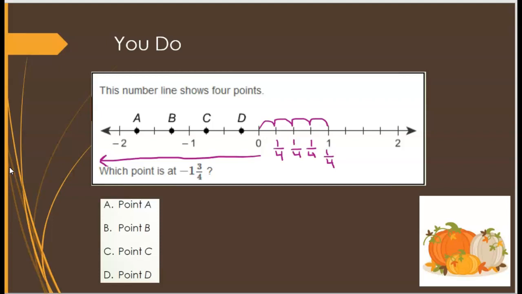So let's look at this number again. Negative 1 3/4. So we're going to take our bunny hop. I'm going to use red. We're going to take our bunny hops and we're going to go one whole big bunny hop to the negative 1. And we already know that each one of those little tick marks is worth 1/4. So we're just going to count 3 of them from here. 1, 2, 3. So point A represents negative 1 3/4.